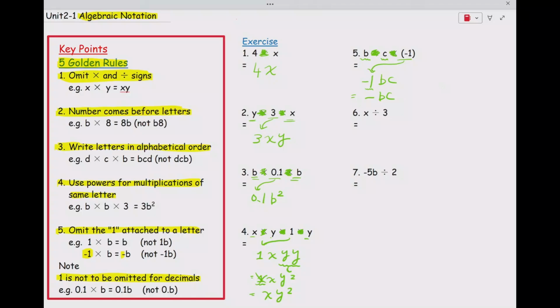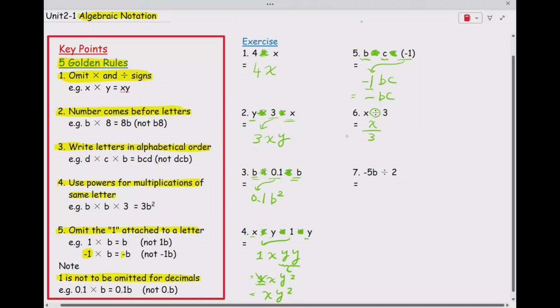Question number 6. X divided by 3. Division is the same as multiplication, so just follow the 5 rules. First, omit the division sign. The number in front of the division sign is the numerator and the number behind is the denominator, so the answer is x over 3.